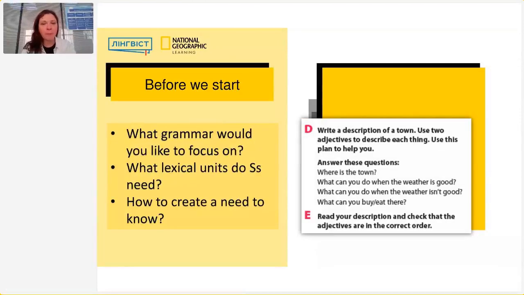So, as teachers, of course, we would like our students to learn something. What grammar would you like to focus on? What lexical units do students need? And how to create a need to know?